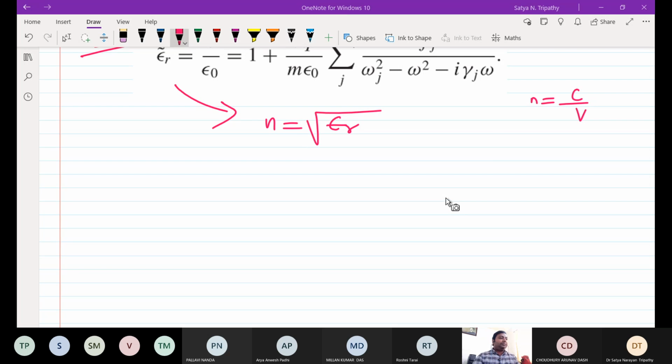Okay, so this is actually the formula for refractive index for a dielectric medium. You can also convert this for a metallic medium. Okay, so I'll just write one thing.